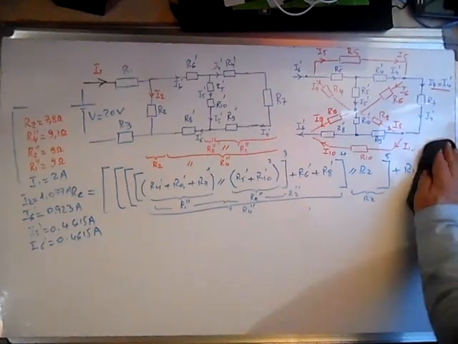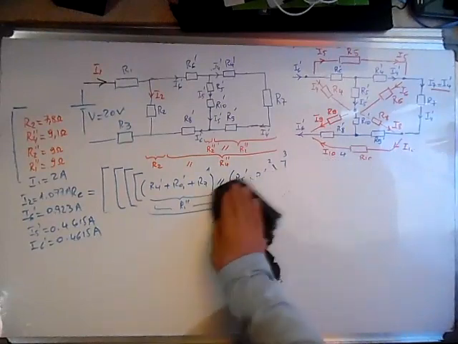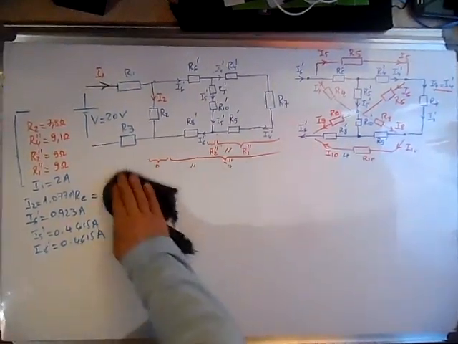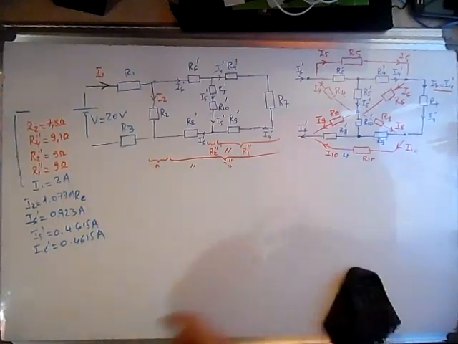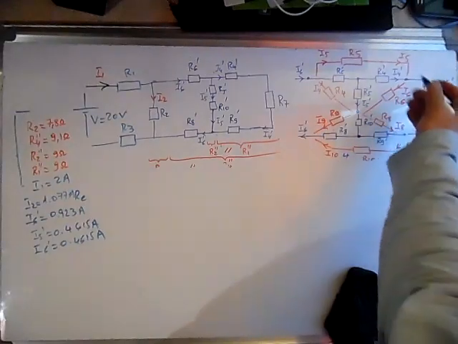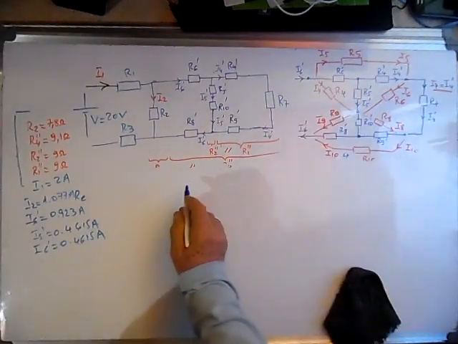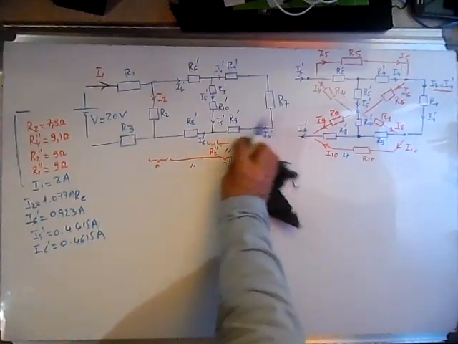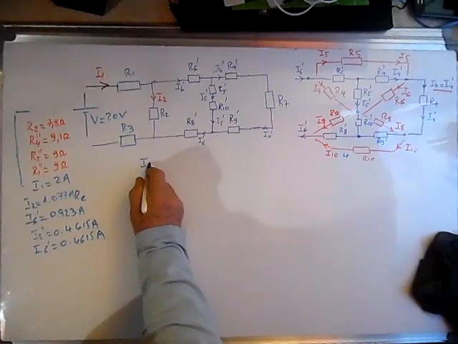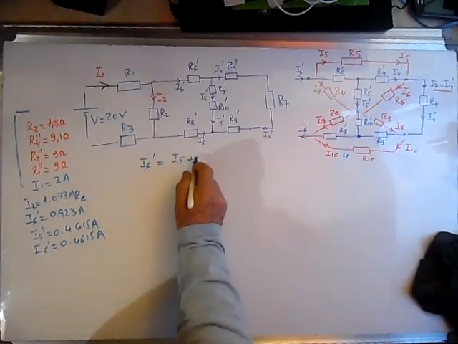Back, and now we are going to use Kirchhoff's laws to calculate the currents. We have here this node. We have drawn the original delta. So at this node we can say that I6 prime is equal to I5 plus I4.